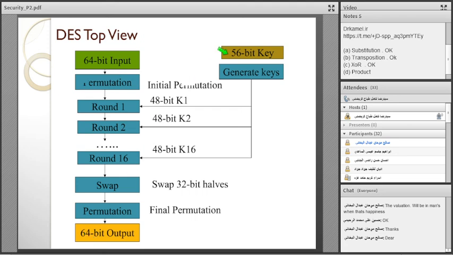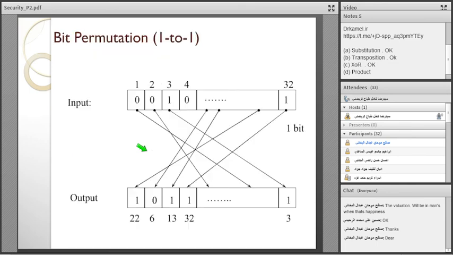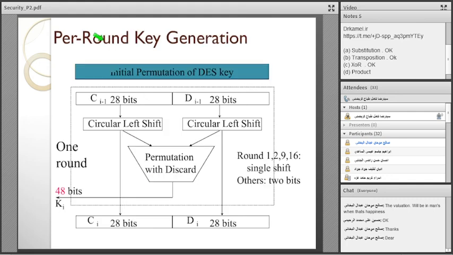For the encryption, we use 16 steps. For decryption, we use the same thing. The only difference is in the keys. Here for the decryption, we start with key n, the last key. Here for the encryption, we start with the first key.